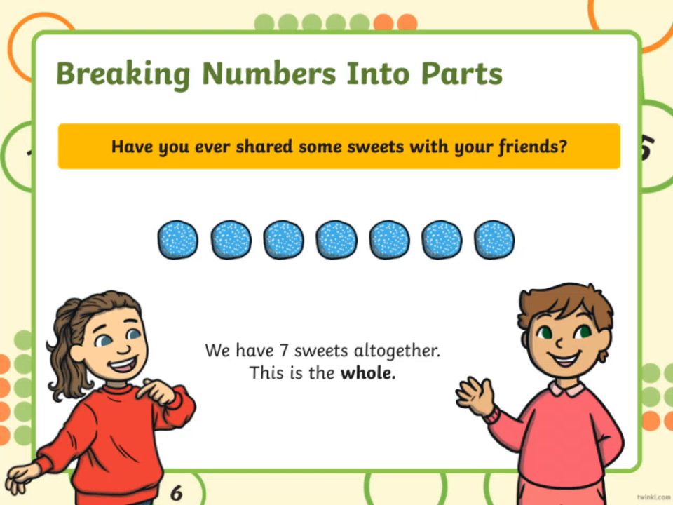Have you ever shared some sweets with your friends? We have 7 sweets altogether, and this is the whole amount. When we talk about breaking numbers into parts, we're really looking at how we can split this total into smaller, more manageable pieces. This helps us understand the value of each part and see how they add up to the total. It's a key idea because whether we're sharing treats or solving math problems, understanding how to divide a whole into parts is really useful. So, as we go through this, remember that breaking numbers into parts is a way to make complex numbers easier to understand and work with.